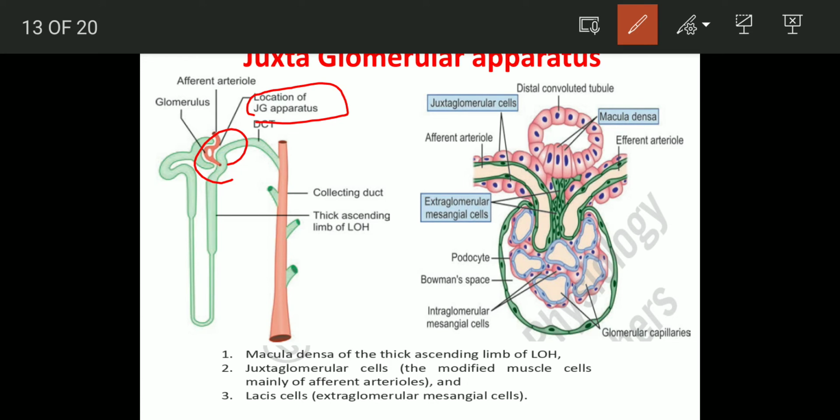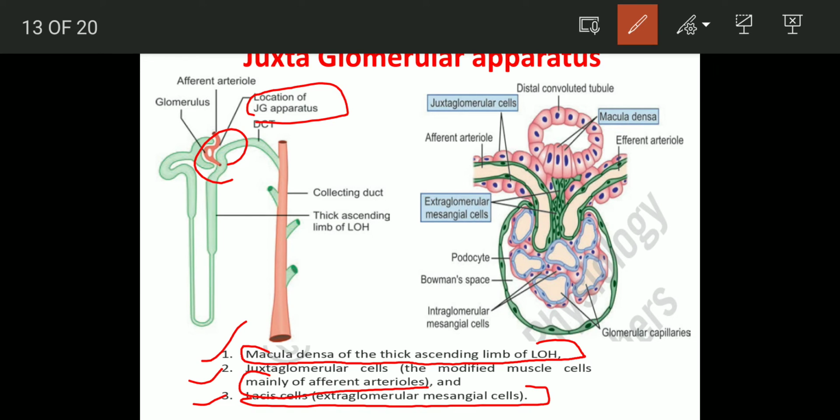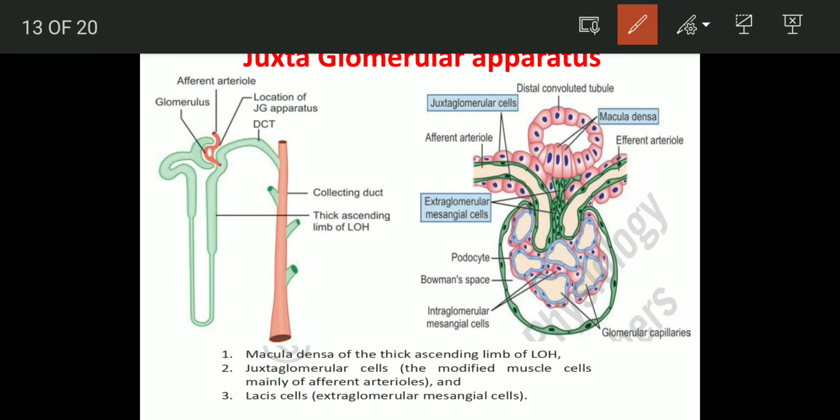What does this JG apparatus consist of? Three things make up this JG apparatus. The first one is the macula densa of the thick ascending limb of loop of Henle. The second is the juxtaglomerular cells, and the third is the Lacis cells. So remember, three things make up this JG apparatus.